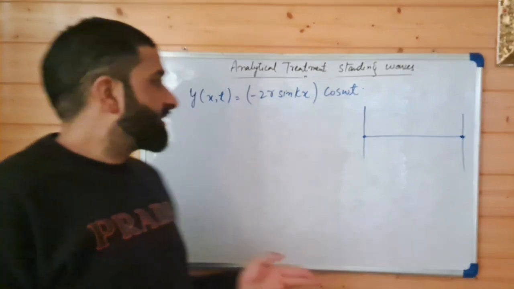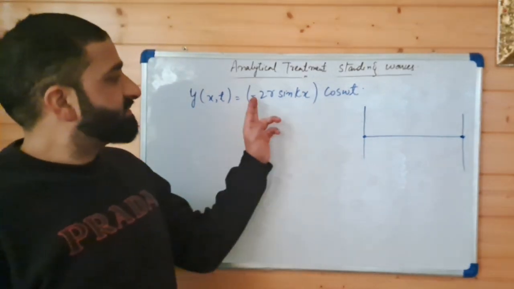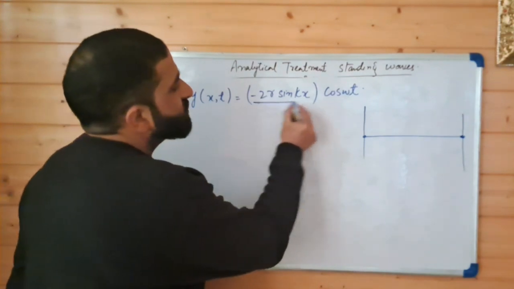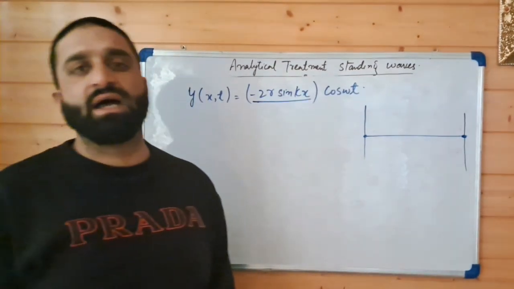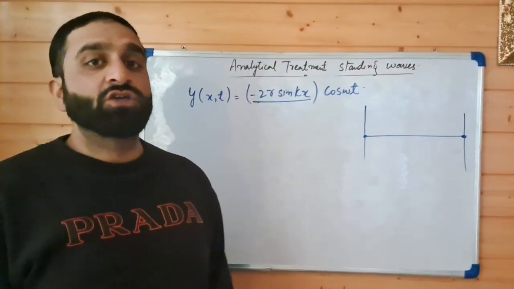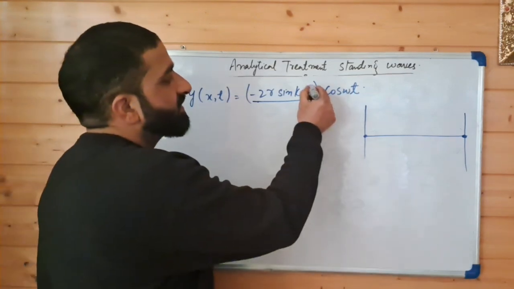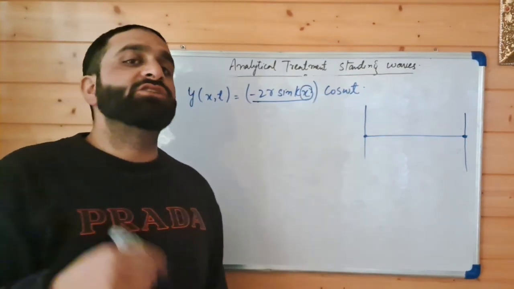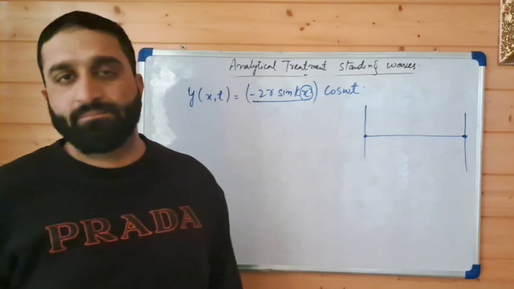The equation of the standing wave y(x, t) is minus 2r sin(kx) cos(ωt). This minus 2r sin(kx) is the amplitude of the standing wave. So this amplitude depends upon the value of x, so it is different for different points. In a progressive wave, the amplitude is constant for a point.